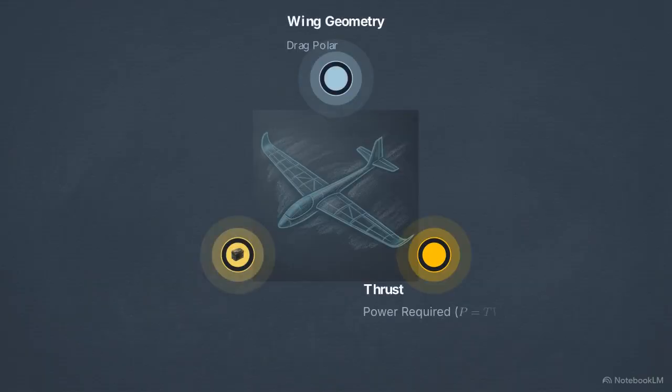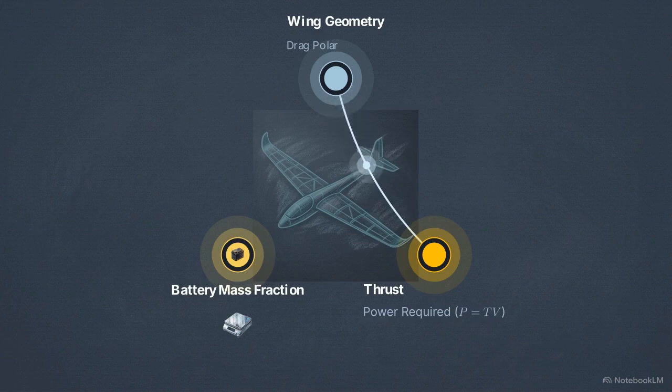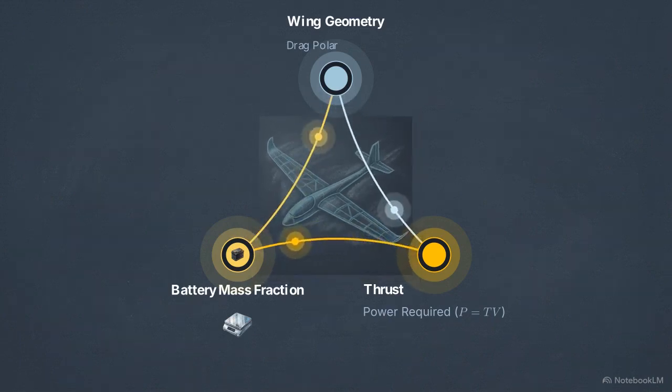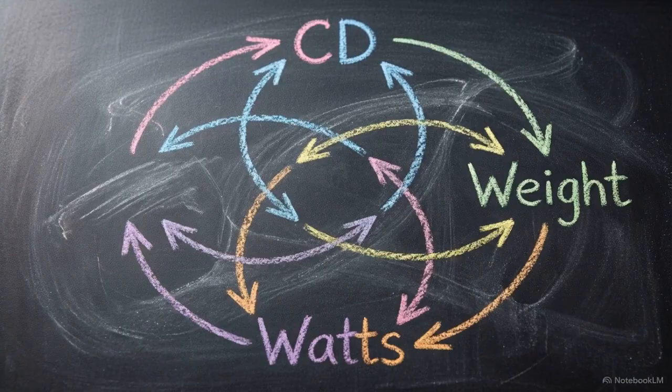This creates a circular dependency. Wing geometry dictates drag, which determines the required power and the resulting battery mass. But that battery mass then dictates how much lift the wing must produce, which changes the wing geometry. At this level of design, engineers cannot rely on intuition or basic flight analogies. They use a conceptual sizing loop to solve these interdependent variables.